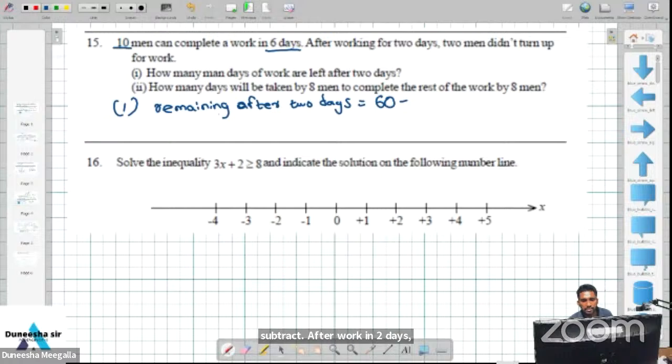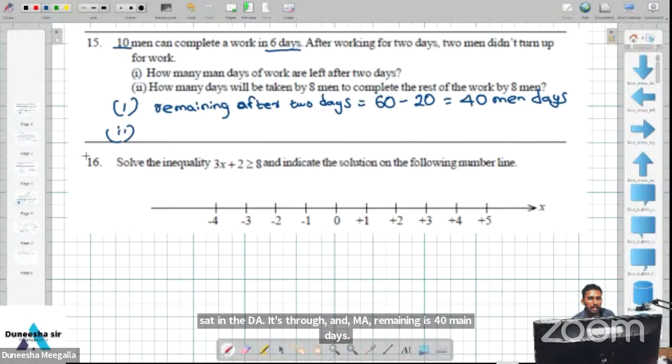10 men work 2 days. How much is completed? 10 men working 2 days. It's 40, sorry, it's 20. So the remaining is 40 man-days.